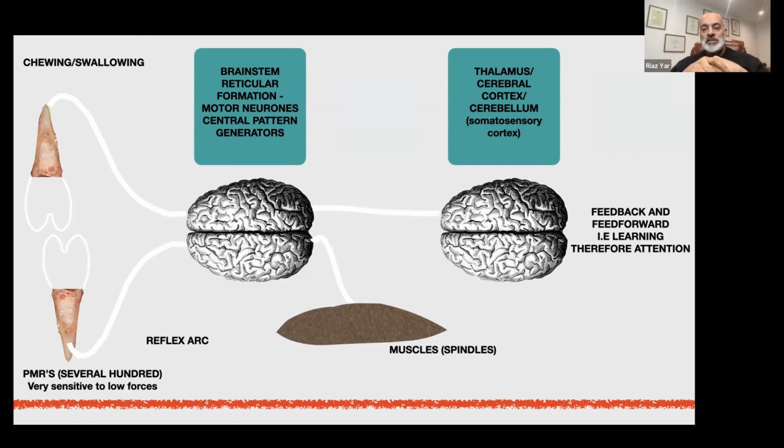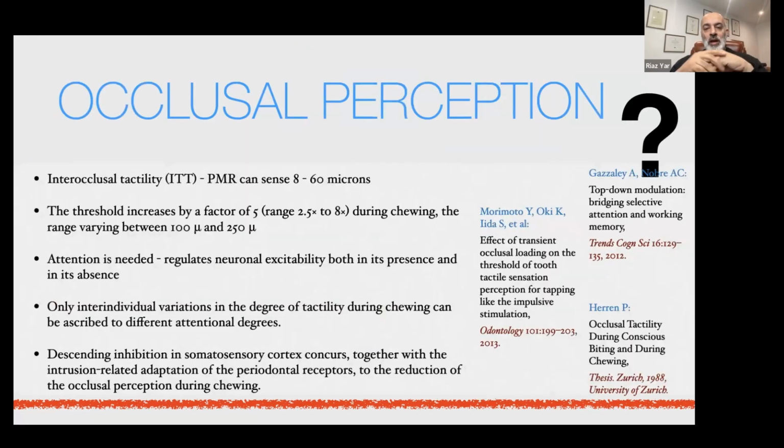And what happens is the cerebral cortex, the cerebellum, memorizes that. It's called feed-forward learning. So this process interlinks with teeth, because teeth are very, very sensitive. The range is 8 to 60 microns. The threshold changes when we chew, because we don't want to be chewing with attention. We want to be chewing relaxed, not thinking about it. And it's only when you are trying something new, like a new food, that you suddenly become attentive.